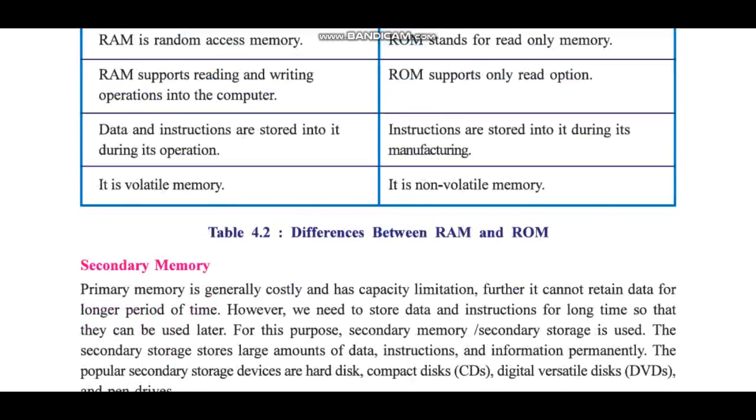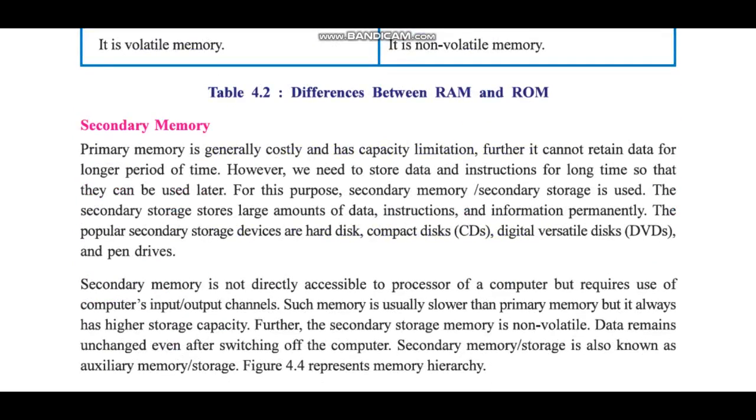Now moving to the next concept. Our next concept is what is secondary memory. Here you can see the description: primary memory is generally costly and has limited capacity. There is a limitation in the capacity of primary memory. Further, it cannot retain data for a longer period of time.